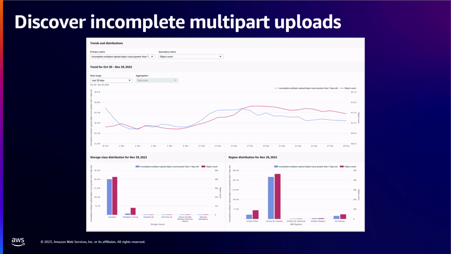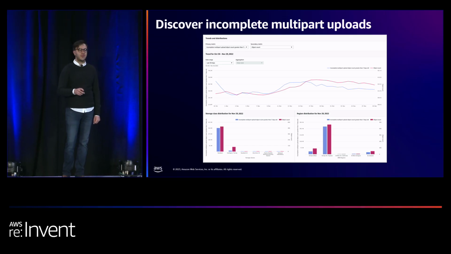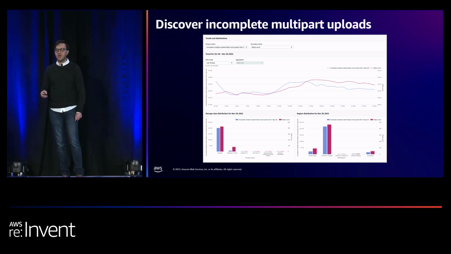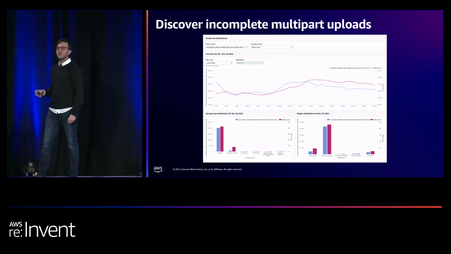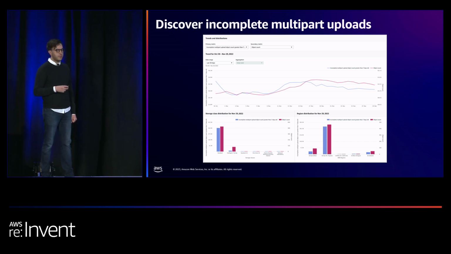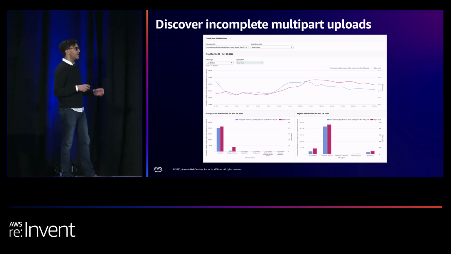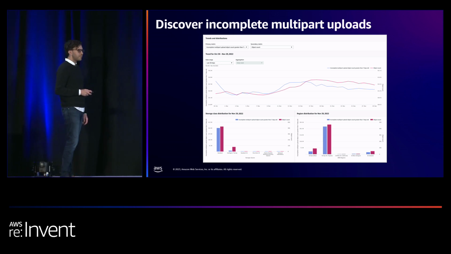And so here you can see that the red line is the object count, and the blue line is the number of incomplete multi-part uploads that are older than 7 days. As a best practice, you should set an S3 lifecycle policy to stop multi-part uploads that don't complete within a specified time. When a multi-part upload is not completed within this time, S3 will stop the multi-part upload and delete the parts that are associated with it.